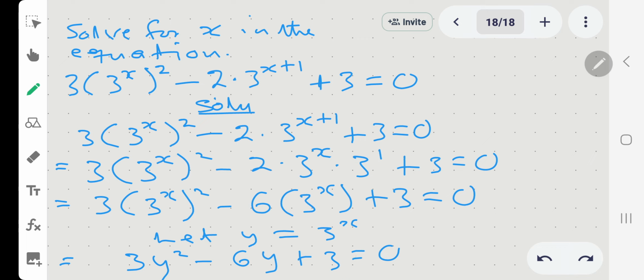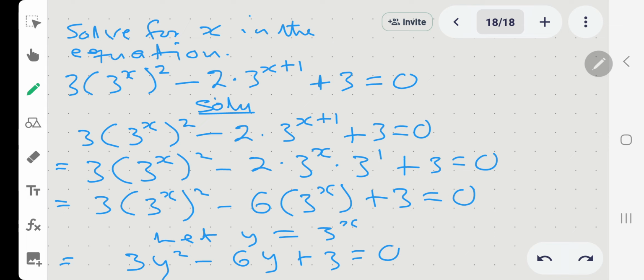Therefore, which two numbers from the factors of 9, when multiplied, give 9, and when added, give minus 6? So here, when we pick minus 3 multiplied by minus 3, we get positive 9. And when we pick minus 3 plus minus 3, we get negative 6. This shows that these are the two factors which, when multiplied, give 9, and when added, give negative 6.